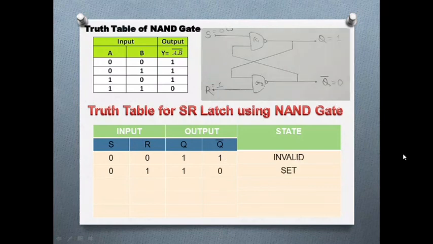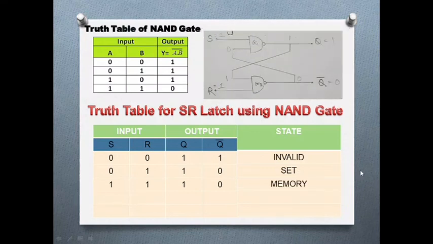Now for case 2, when S is equal to 0 and R is equal to 1, as one of the inputs of gate G1 is 0, we will get the output as 1. When this output is fed back to the input of G2, then Q bar is equal to 0. So when S is equal to 0 and R is equal to 1, we get the output as Q is equal to 1 and Q bar is equal to 0, which is called the set state.